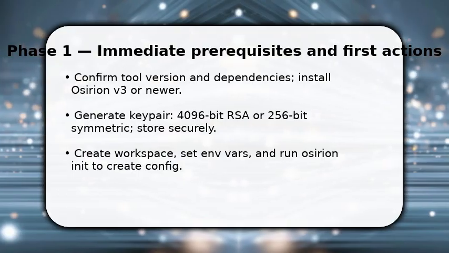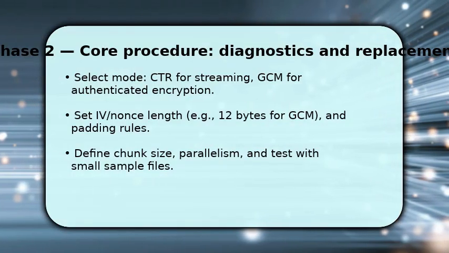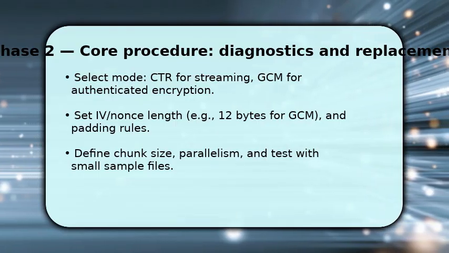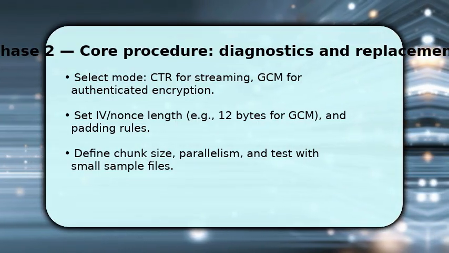You now configure the core encryption flow and why each choice matters. Pick GCM if you need integrity, pick CTR for deterministic streaming. The mode affects nonce requirements and error handling.